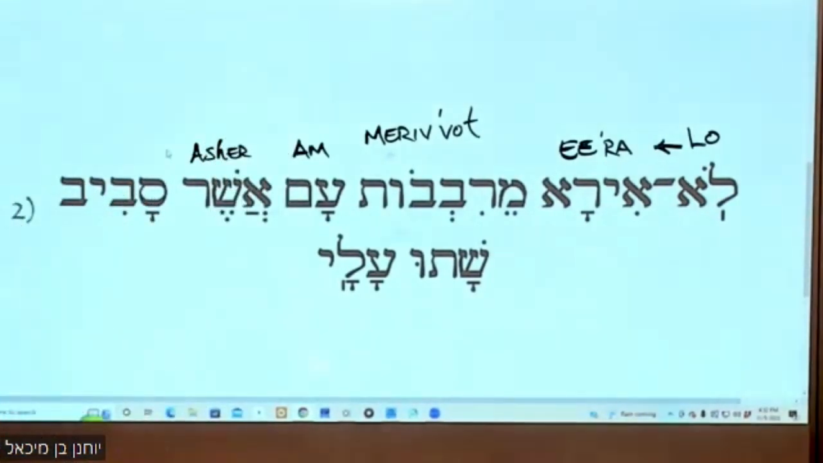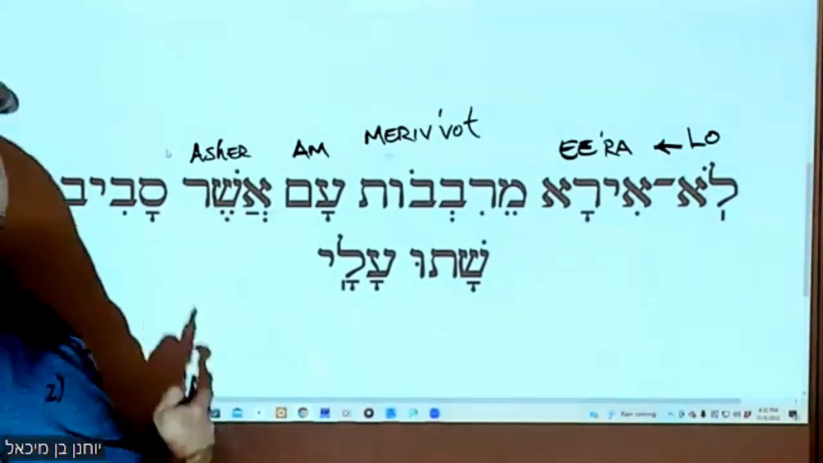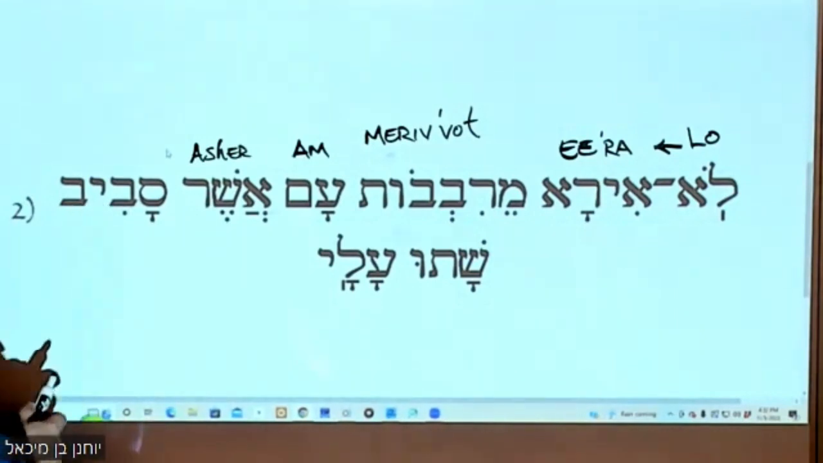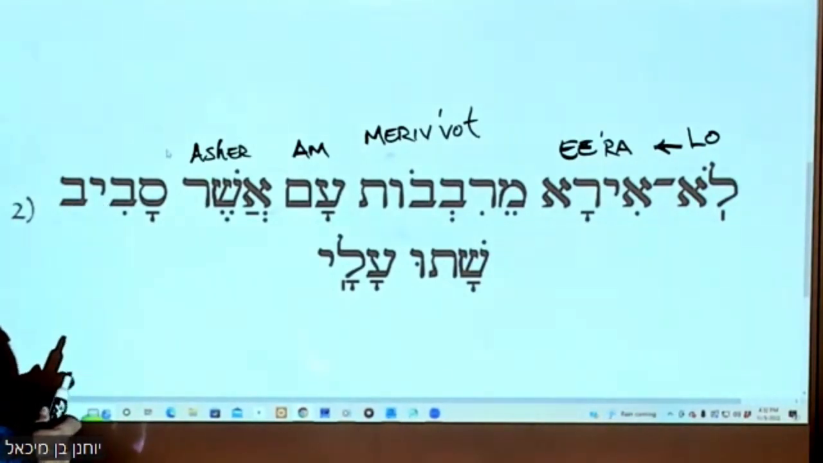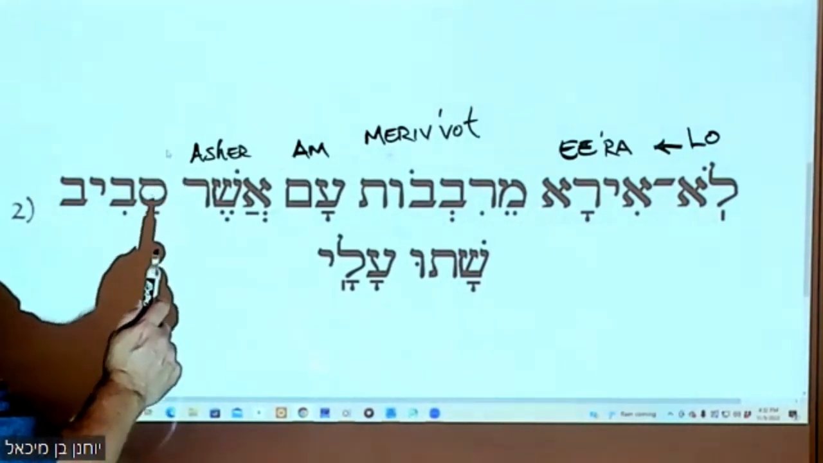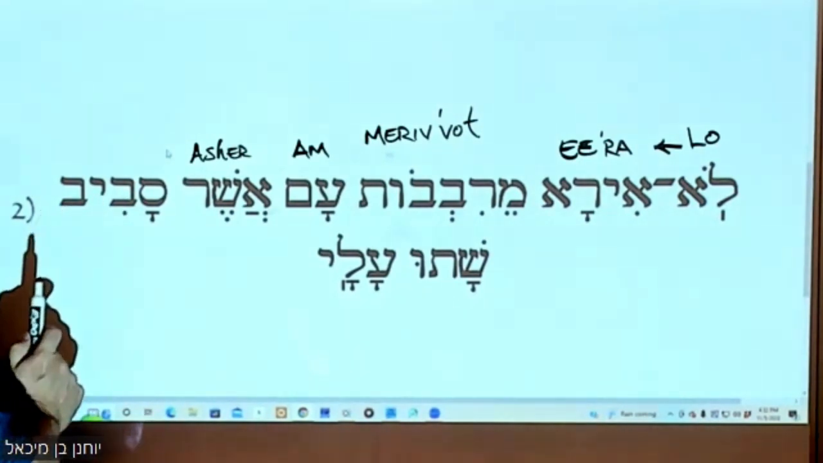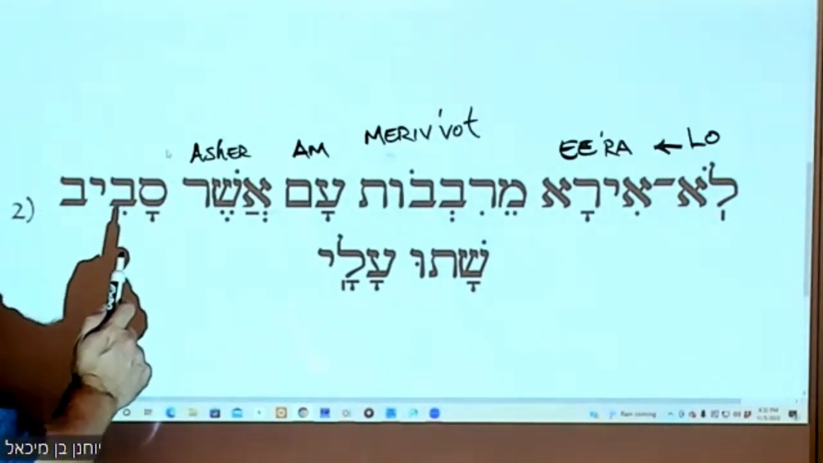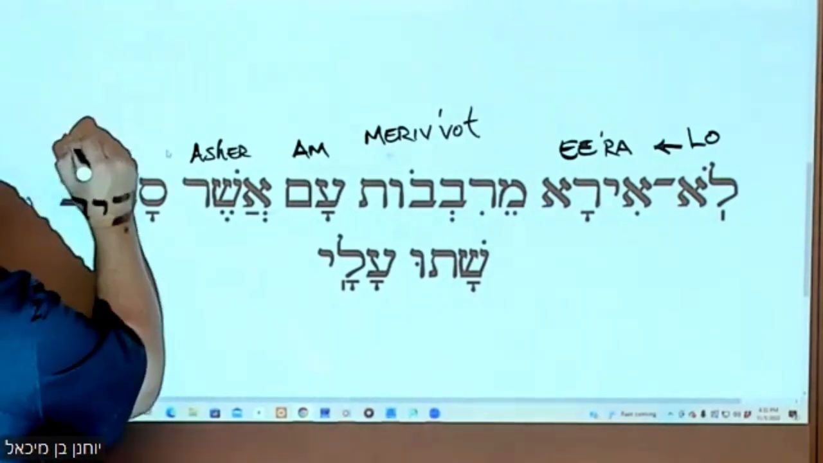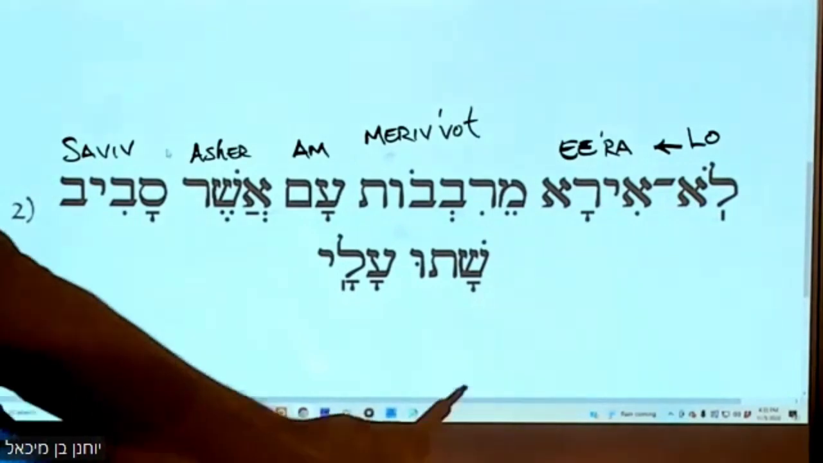Asher is a rough word because it can be used in a very, very wide range of uses. Okay, asher. What about this word here? You have a samek, right? Pointed kamatz, sa. Then we have a veit, pointed kirik yod with another veit behind it. Viv. So saviv. Saviv. All right, what about down here? What do we got?